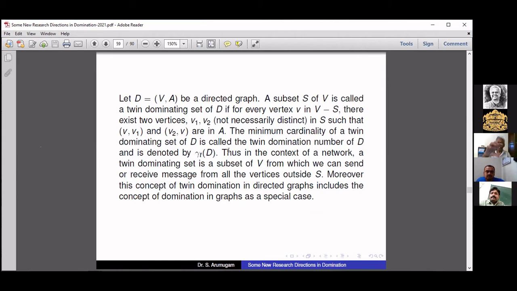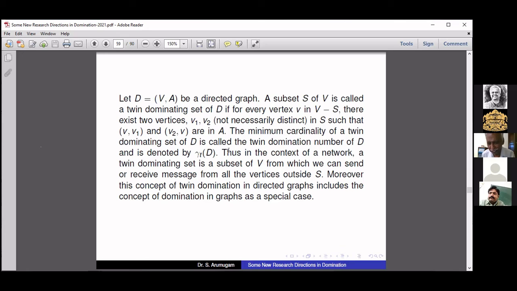Take a graph G, and I get a directed graph G star by replacing every edge by a pair of arcs uv and vu. Every edge is replaced by a pair of symmetric arcs. Take the twin domination number of the directed graph G star and the domination number of the original graph G. What do you think? Are they the same? I'll put the question directly.